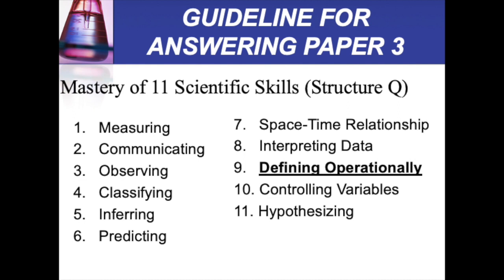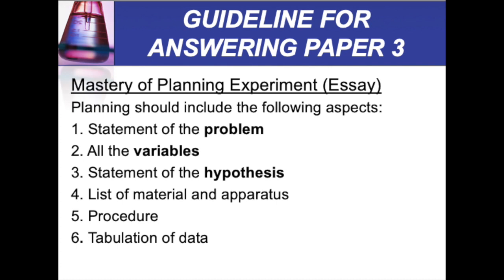The next thing we are going to see is the guidelines for our paper 3 essay. Normally, there are 6 elements that we need to answer in essay writing for paper 3, and these 6 elements will give us a total of 17 marks. The first element is the problem statement, followed by variables, and then hypothesis, then materials and apparatus, then procedures, lastly tabulation of data. These are the necessary information in answering our paper 3 essay.